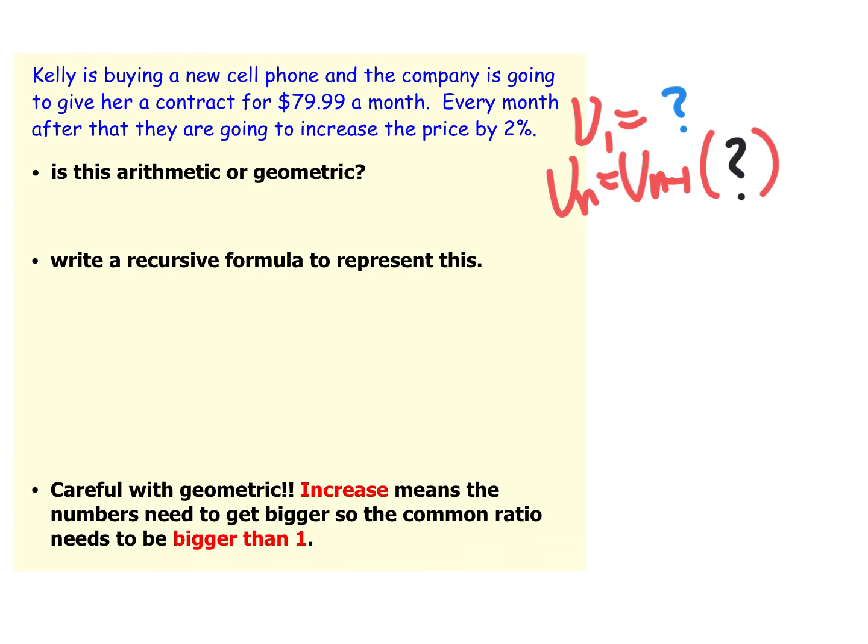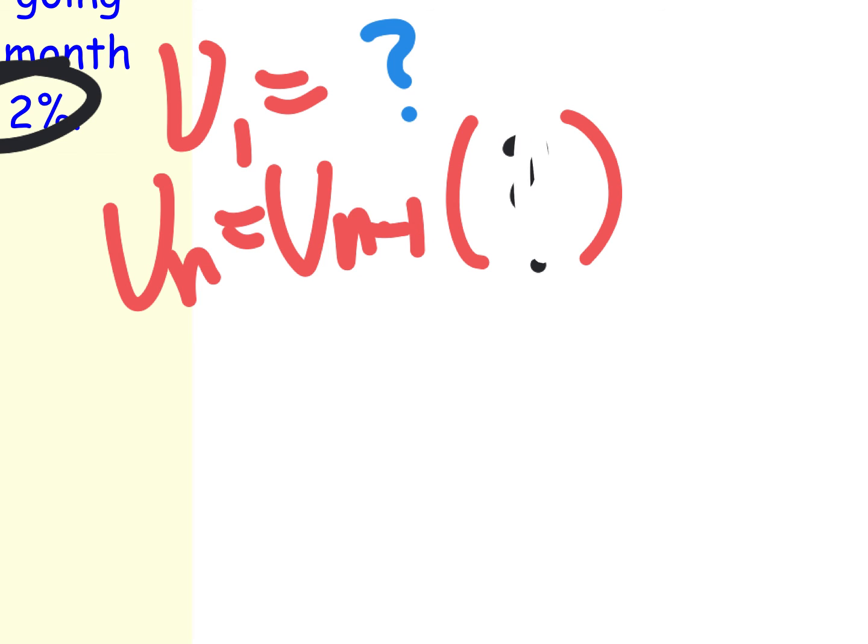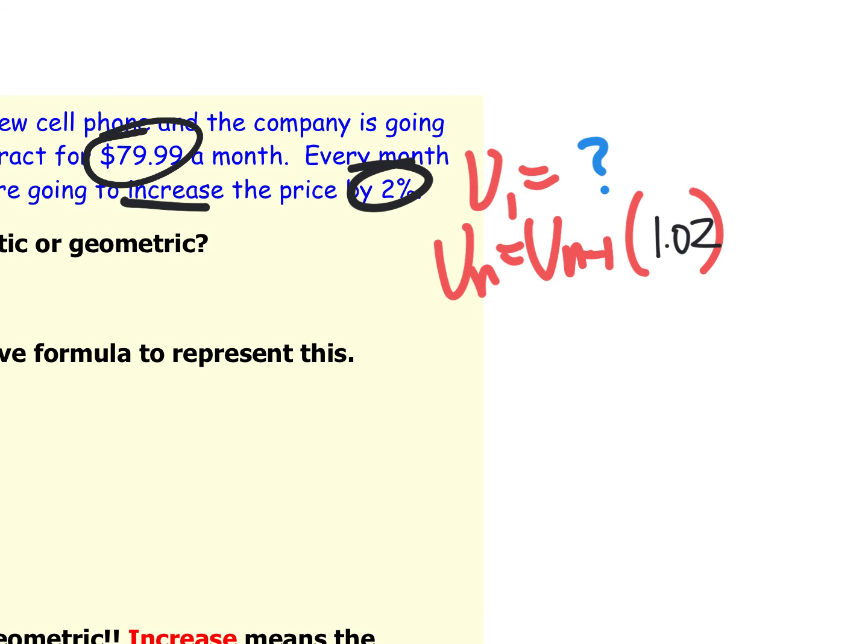All right, so let's see. Arithmetic or geometric? Well, it looks like they were increasing by 2%. I call that multiplying by 1.02. Did you already forget last unit? That would have been times by 1.02. Starting at $79.99. How many of you figured that out? Raise your hand if you did. Okay. And I bet some of you knew it was $79.99, but you weren't sure exactly how to do the 2% thing. Does that make sense to you now?